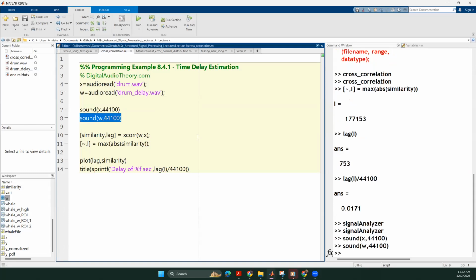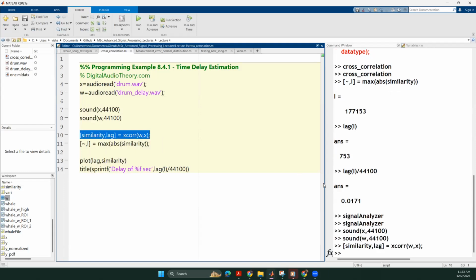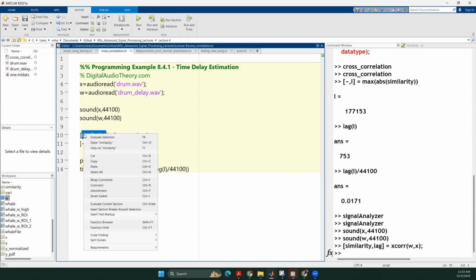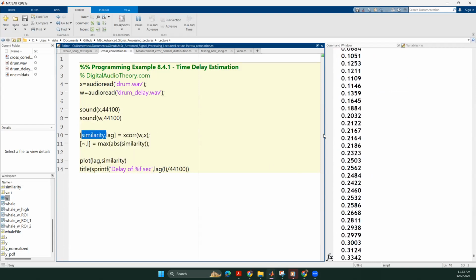There's some kind of a difference between those two signals. Although they are the same signal, there's some kind of amplitude difference between them. In order for us to find the similarity, I run this code and I can find out the similarity values.